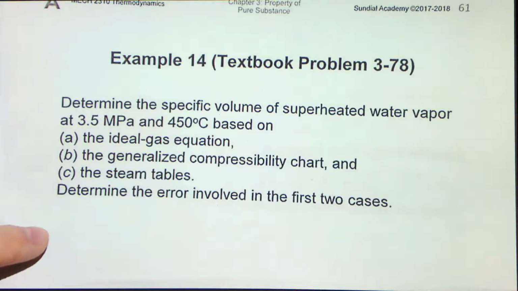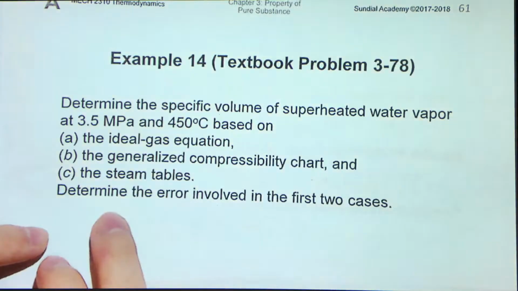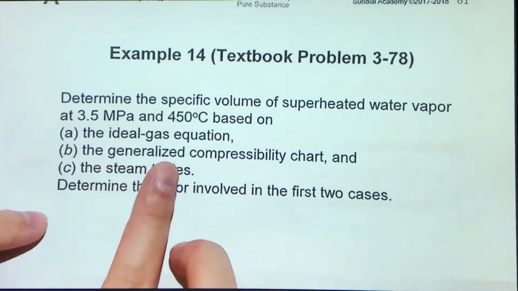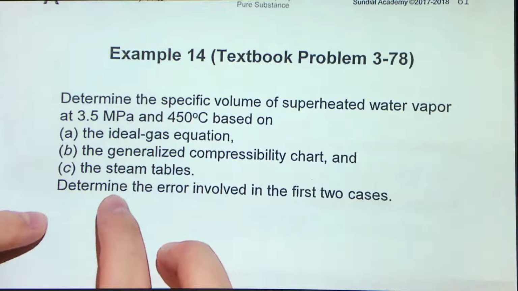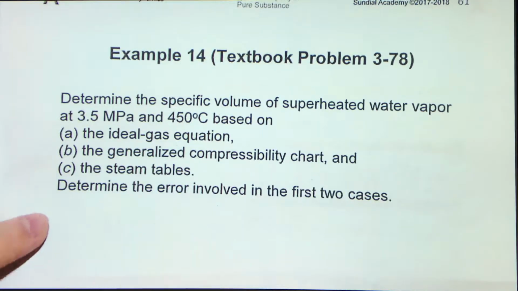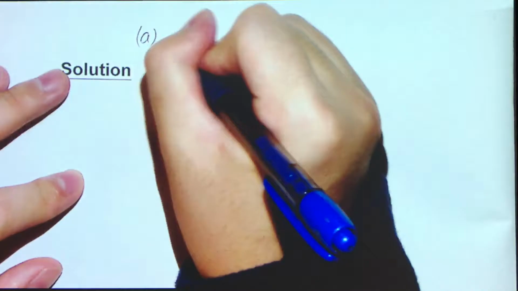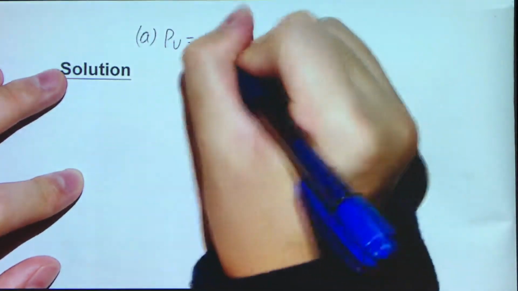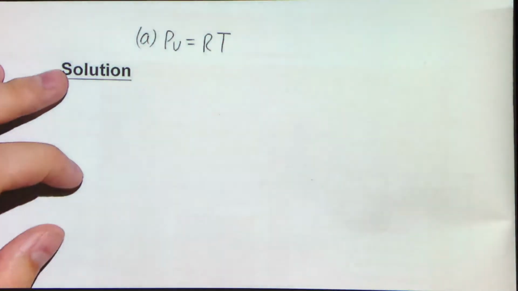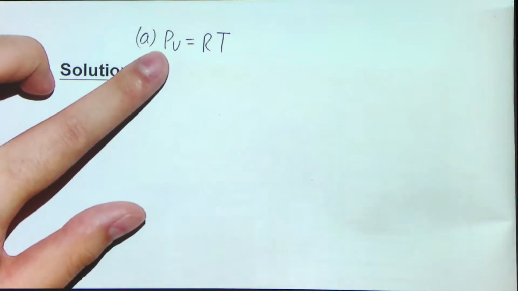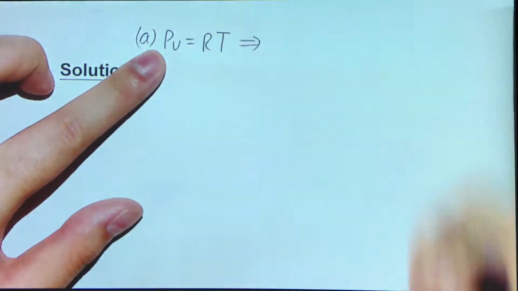Okay? So here I just talk about the solution because I need to tell you how to use this generalized compressibility chart, because it's a little bit tricky. So first of all, let us do the very easy part. Part A, we approximate it by using the ideal gas equation. So that means we just use PV equal to RT. Because we need to find the specific volume, we use small letter v. And we just plug in the values.